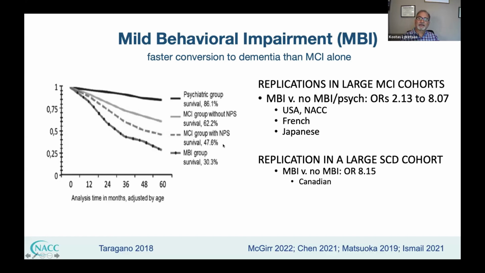There have been several applications in many settings. So from the point of view of comparing in someone who does not have dementia, whether they will progress to MCI or dementia faster, people with MBI go much faster than others with odds ratios on the order of 2 to 3, and in one example, as high as 8. There's also, in a subjective cognitive decline cohort in Canada, a suggestion that if you have SCD and meet criteria for MBI, you progress to MCI or dementia at a much faster rate than you would otherwise. So again, this hints at the interest as to why this is happening and how it can help us understand the underlying biology and also potentially be a target for prevention.